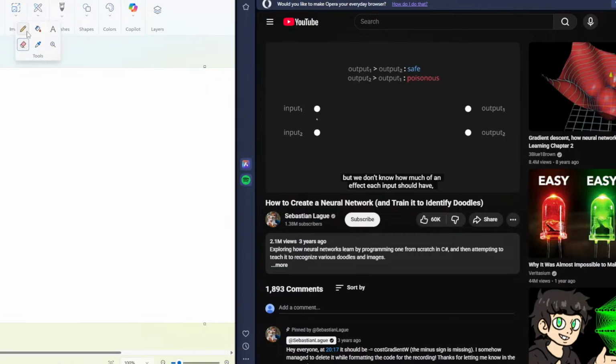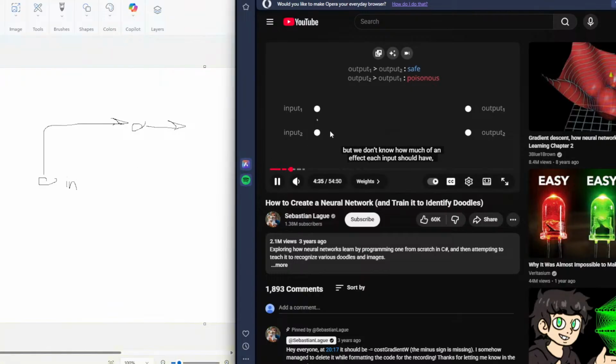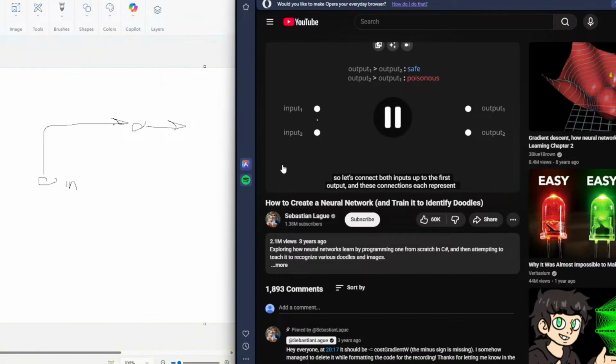So what we got here is we're saying the output relies on the inputs, right? Which makes sense. But we don't know how much of an effect each input should have.